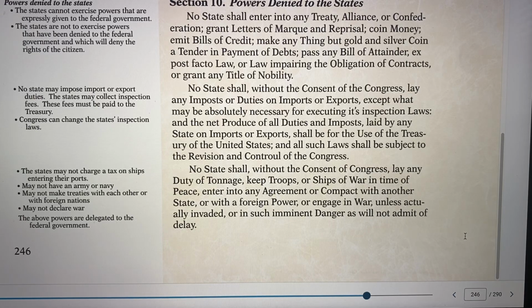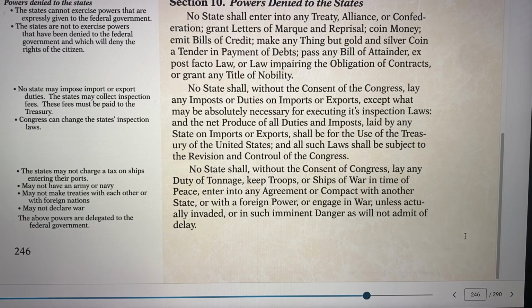Those are the powers denied to Congress, but now the states cannot do some things. The states cannot exercise powers that are expressly given to the federal government. So if the federal government says something is illegal, a state can't say, well, in our state it's legal. No, they can't do that. So they cannot exercise powers that are given to the federal government. The states are not to exercise powers that have been denied to the federal government in which they deny the rights of the citizens, okay?